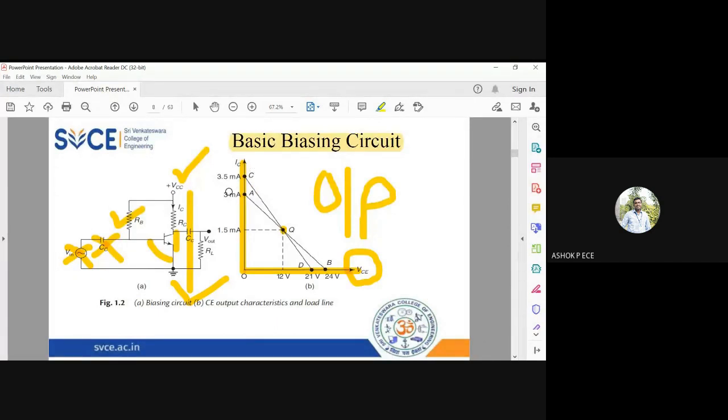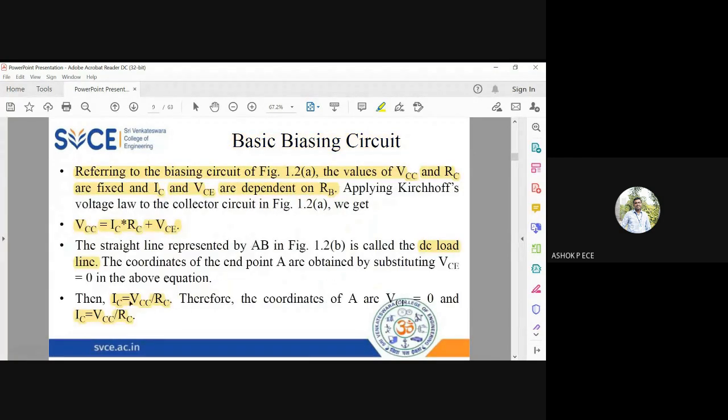So what is this region called? The active region is somewhere here. I am crossing the active region and I am here, right? What is this region called? Saturation. Yes, remember above the active region you have saturation, below the active region you have cutoff. So when you say maximum current is flowing, that corresponds to the saturation region. So this IC equal to VCC by RC, this maximum current will flow through your BJT when the transistor is saturated.